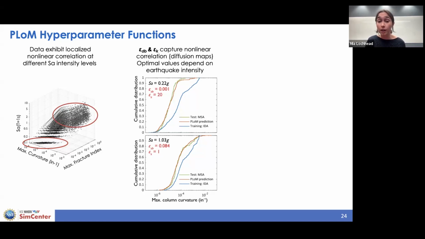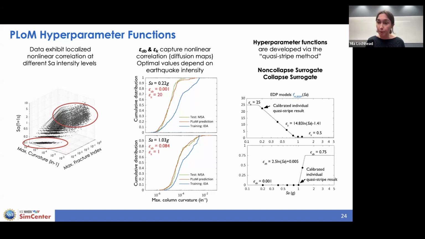And in order to overcome this, we've developed these hyperparameter functions, which are basically, instead of having a constant hyperparameter, we have this mapping that goes from earthquake intensity up to each of these hyperparameters for both our non-collapse and our collapse surrogate, which helps to address this changing nature of the data structure at low versus high intensity earthquakes.